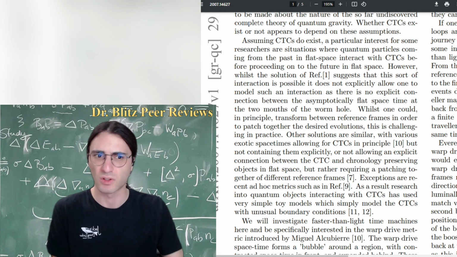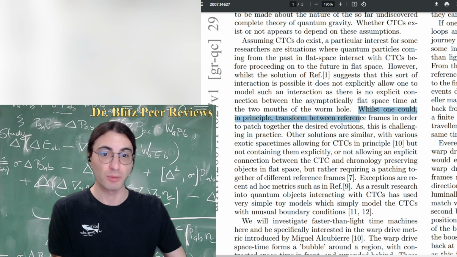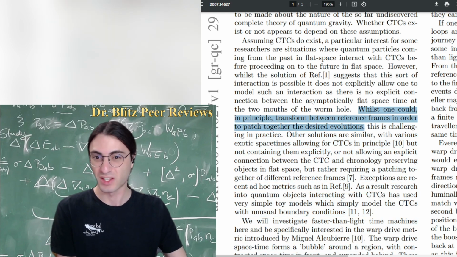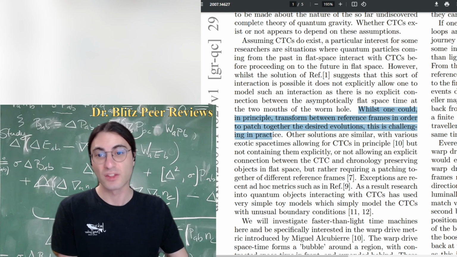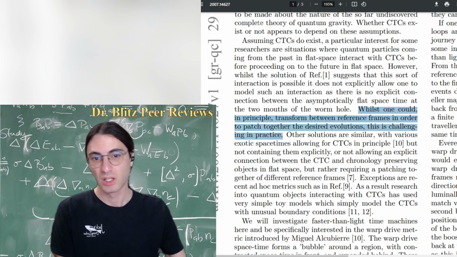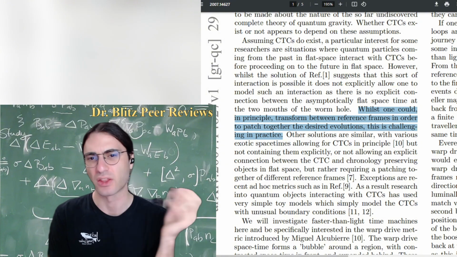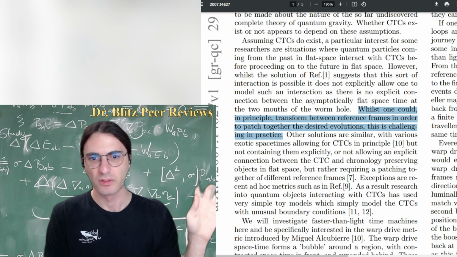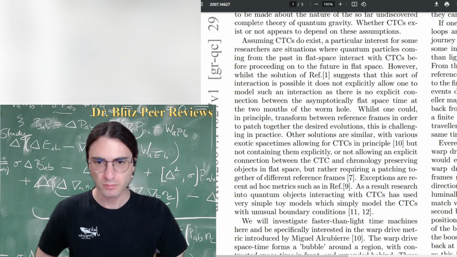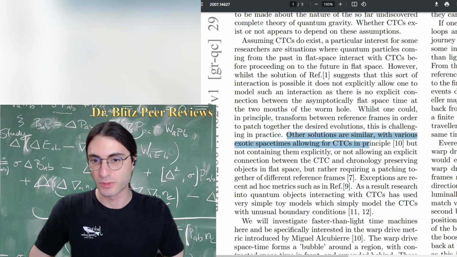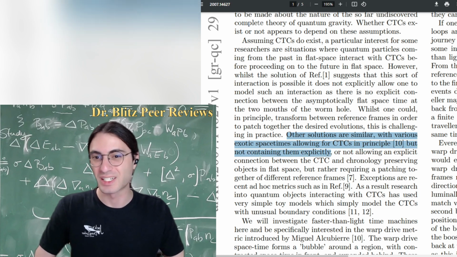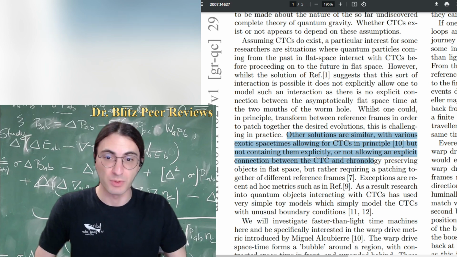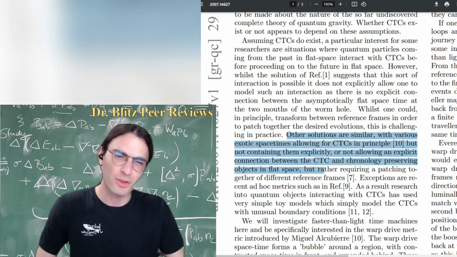Let's just keep reading. Whilst one could, in principle, transform between reference frames in order to patch together the desired evolutions, this is challenging in practice. Yeah, okay. Other solutions are similar, with various exotic spacetimes allowing for CTCs in principle, but not containing them explicitly, or not allowing an explicit connection between the CTC and the chronology-preserving objects in flat space, but rather requiring a patching together of different reference frames.